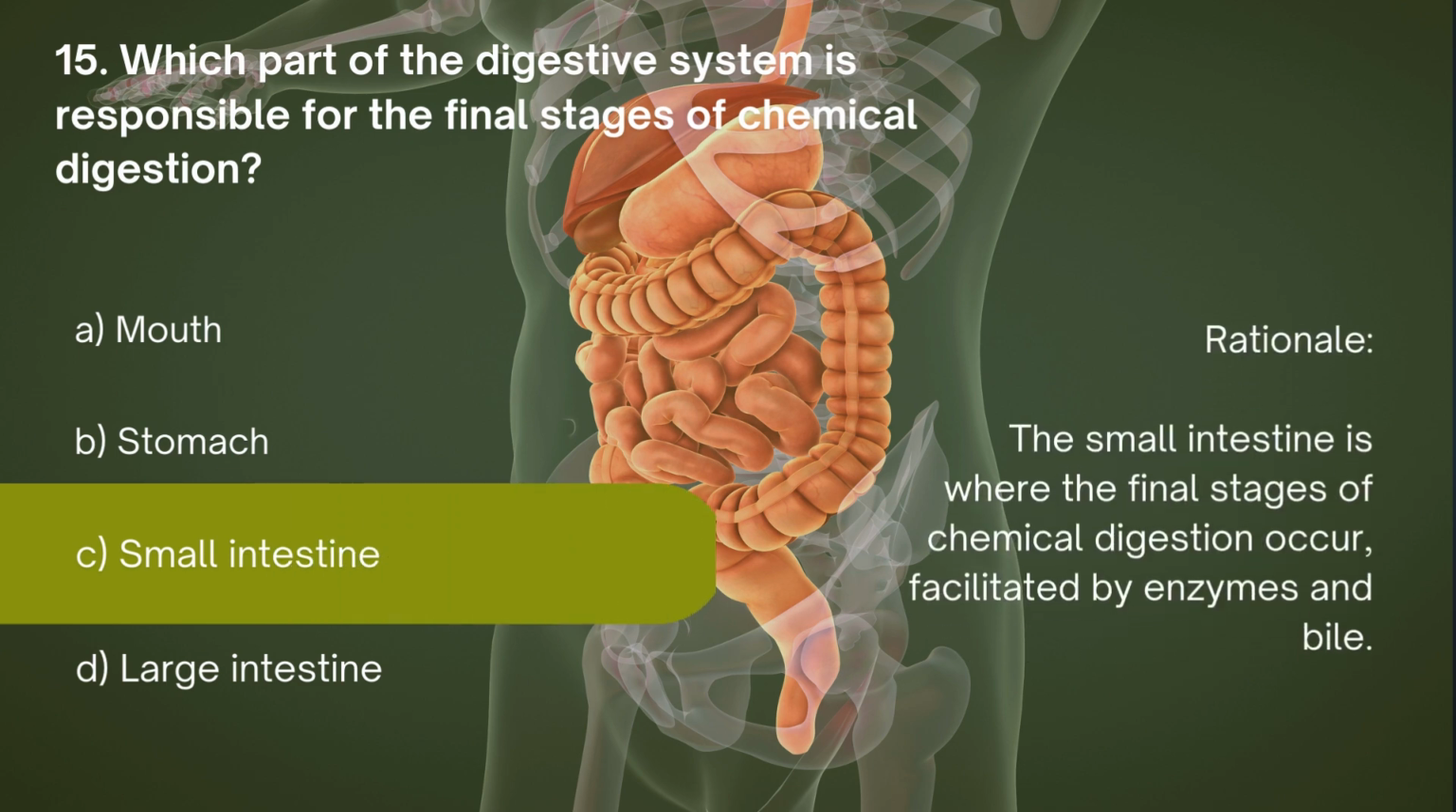Rationale. The small intestine is where the final stages of chemical digestion occur, facilitated by enzymes and bile.